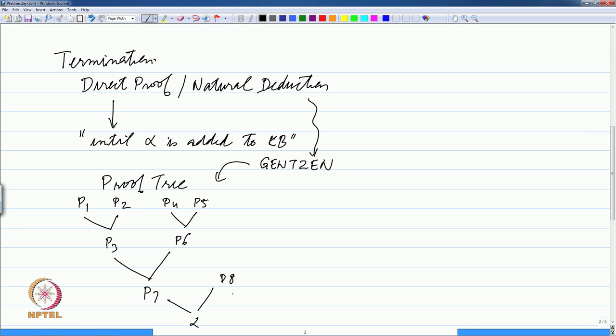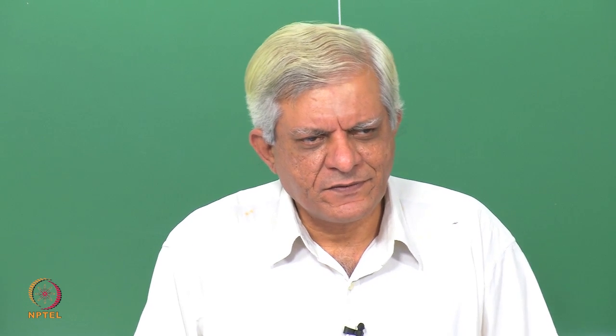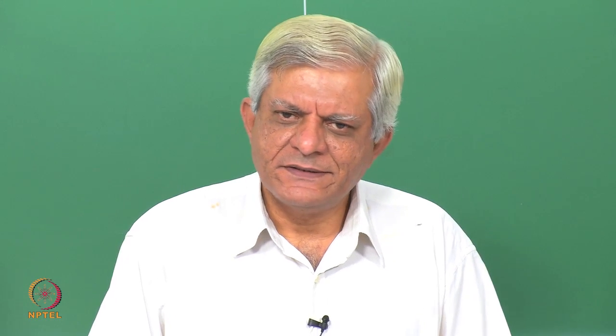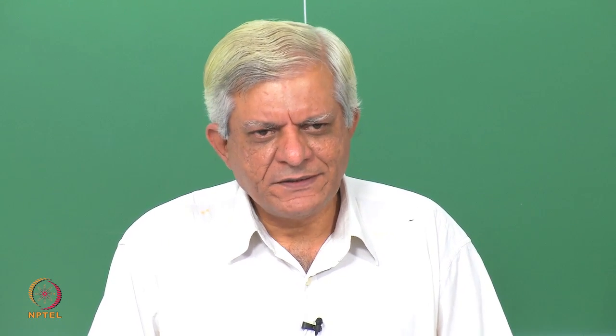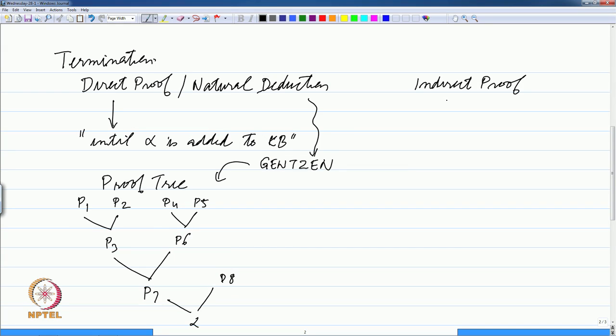alpha essentially. The other form of proof is called indirect proof. And in indirect proof, most of the time we will look at two systems of indirect proof. One is the tableau system and one is the resolution method. In both these methods, you try to do what is kind of proof by contradiction.